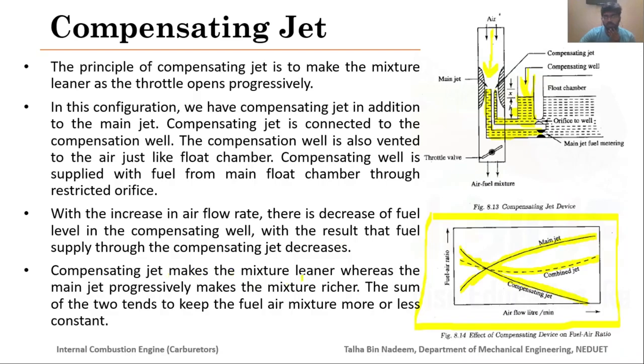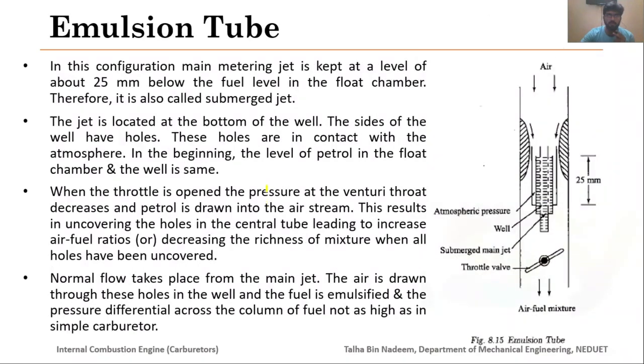So the compensating jet makes the mixture leaner, whereas the main jet progressively makes the mixture richer. The sum of the two tends to keep the fuel-air mixture more or less constant throughout the different throttle valve openings. I hope it is clear to you. We can conclude that the purpose of the compensating jet is to provide more or less the same air-fuel mixture for different loads or different throttle valve openings. Okay, next one is the emulsion tube.